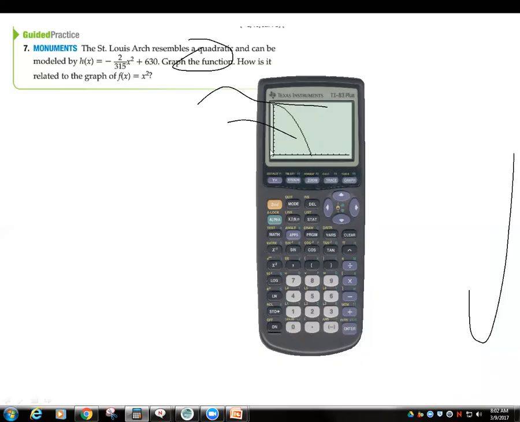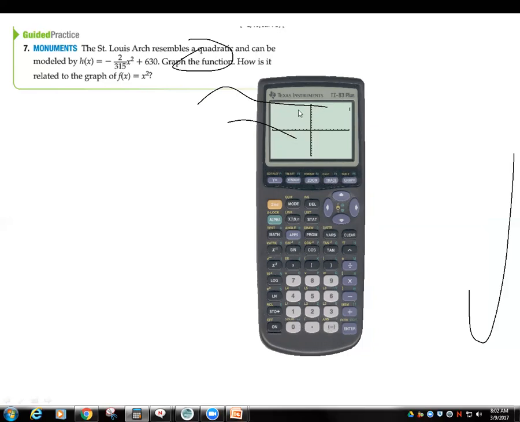Okay, so I know that the other one's going to be over here. So since my x max went out to 630, I'm going to make my x min go to -630. And then graph that. And you could see the whole St. Louis arch right there.